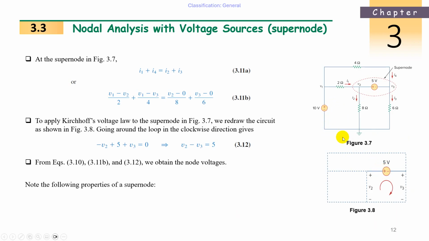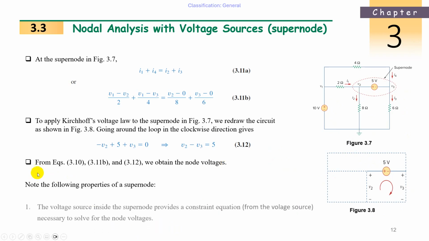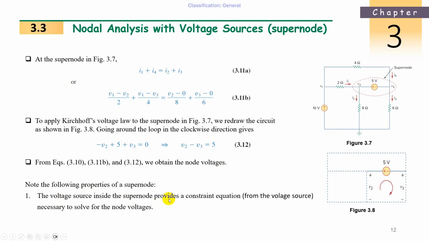So the points to be noted here are, first, the voltage source inside the supernode provides a constant equation, meaning a different equation from the voltage sources, which is necessary to solve the node voltages. So with this supernode, we write a separate equation which is not on the node analysis base, but on the KVL base. So we can solve the equations.